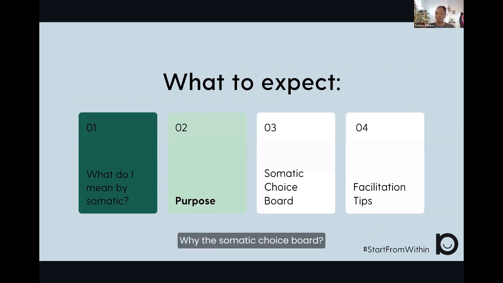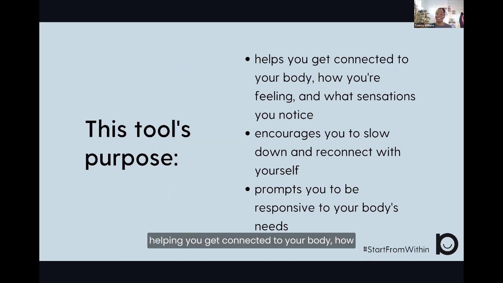So why the somatic choice board? The somatic choice board is really helpful in helping you get connected to your body, how you're feeling, and what sensations you notice. This choice board and the process that you follow also encourages you to slow down, to pause, and to reconnect with yourself. The choice board also prompts you to be responsive to your body's needs. How am I feeling in this moment? And based on how I'm feeling, what do I need to do? What does my body need? So let's take a look at the actual choice board.